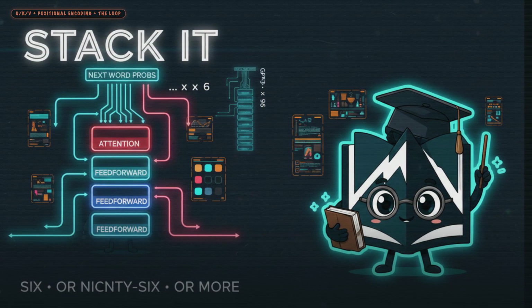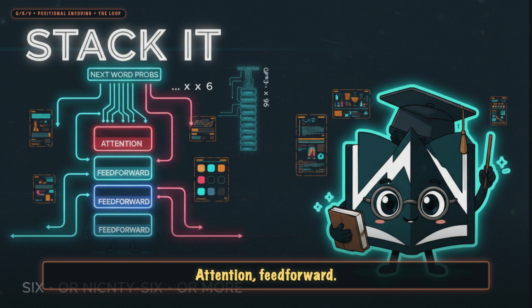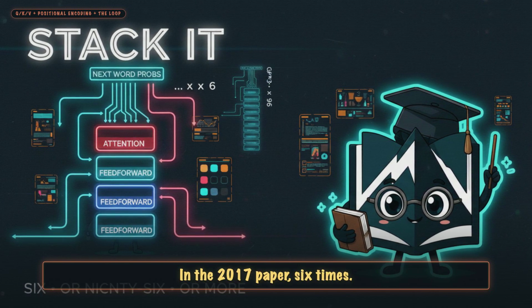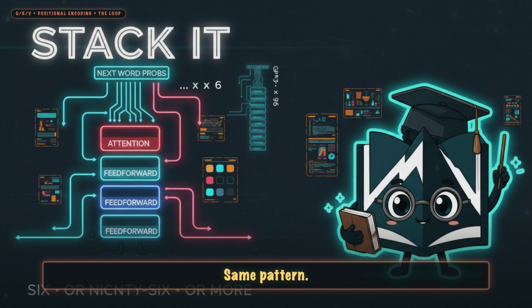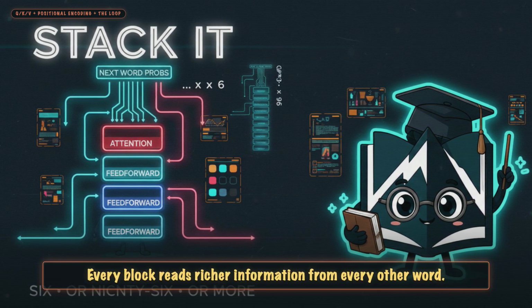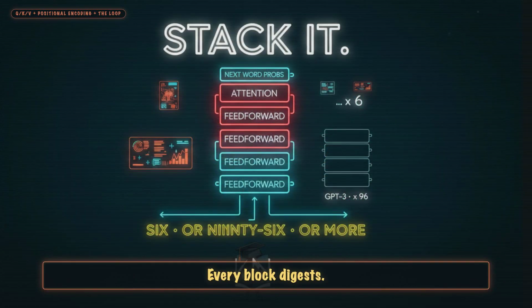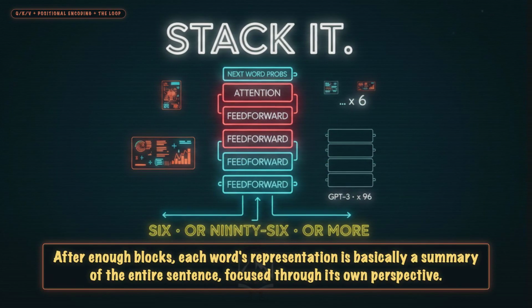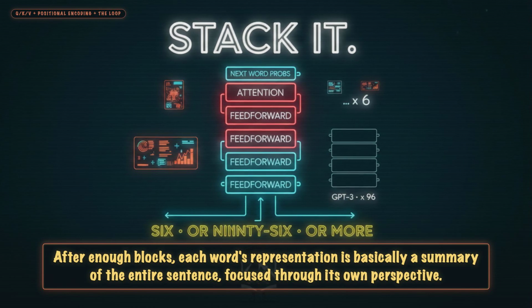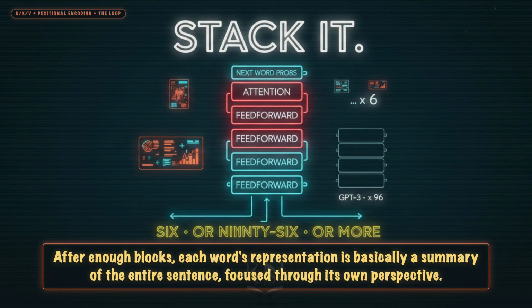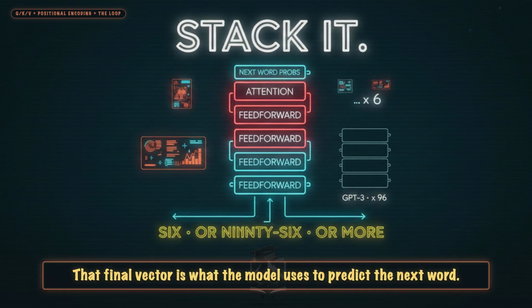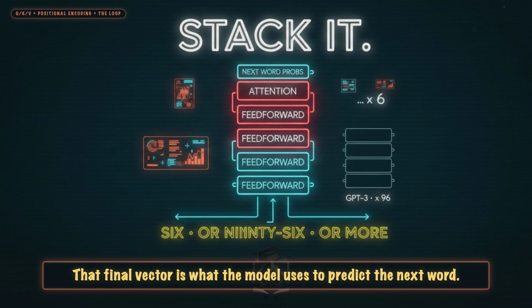Now stack that. Attention, feed forward. Attention, feed forward. In the 2017 paper, 6 times. In GPT-3, 96 times. Same pattern. Every block reads richer information from every other word. Every block digests. After enough blocks, each word's representation is basically a summary of the entire sentence, focused through its own perspective. That final vector is what the model uses to predict the next word.